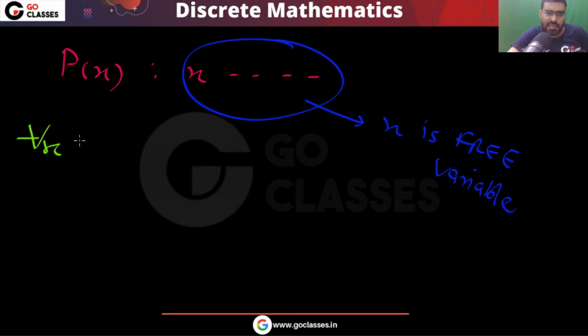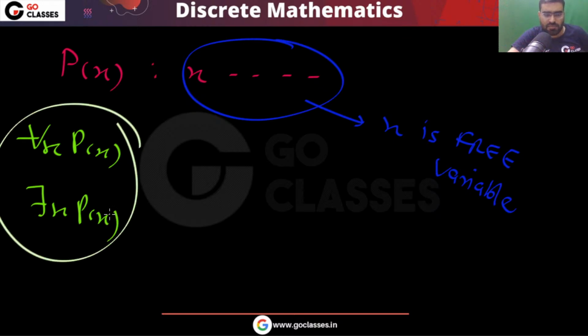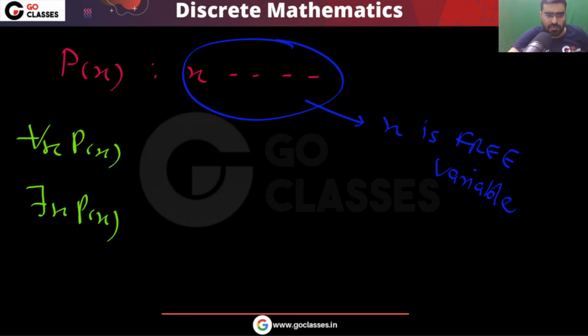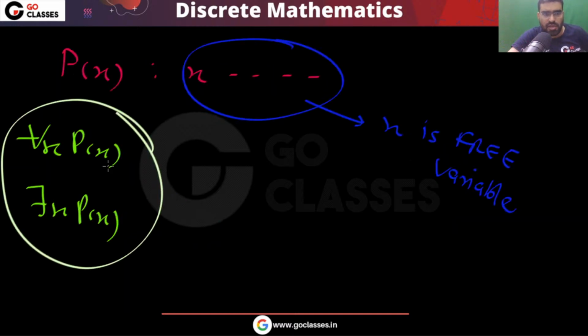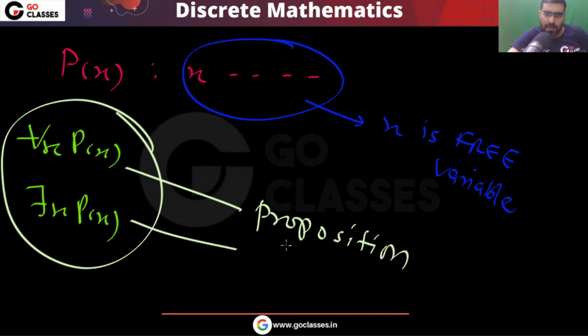Now if I write it like this, for all x Px, or there exists x Px, students are very comfortable with this. Yes or no? Here the students are extremely comfortable. In these two, these will be propositions. Students are very comfortable. So these two are basically propositions.